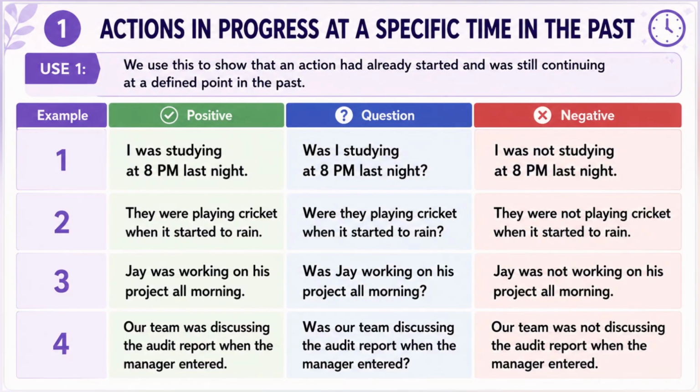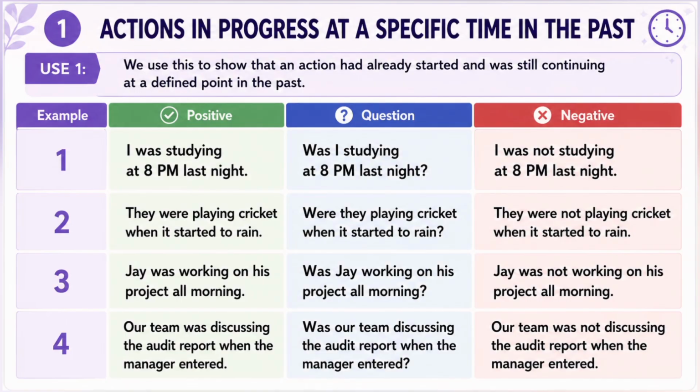Now let's see where we use the past continuous tense. The first use is actions in progress at a specific time in the past. We use this tense to show that an action had already started and was still continuing at a particular time in the past.